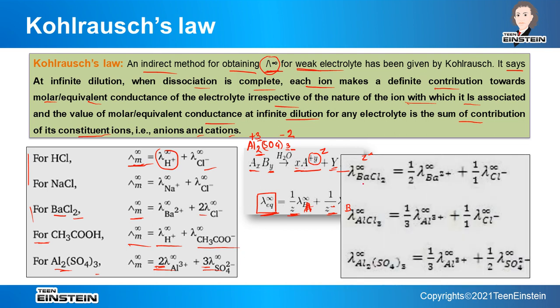So lambda infinite BaCl2, now we are calculating lambda equivalent. As the charge of barium is 2 plus, it is 1 divided by 2, and charge of Cl minus is 1, so it is 1 by 1. Though there are 2 chloride, we have not considered that. Then aluminium chloride, aluminium is plus 3 charge, chloride has minus 1 charge, so it is 1 by 3, 1 by 1. Then Al2(SO4)3, 1 by 3, because charge of aluminium is 3, charge of sulfate is minus 2 for each sulfate, and that is why it is 1 by 2. So in this way we can calculate lambda M and lambda E.